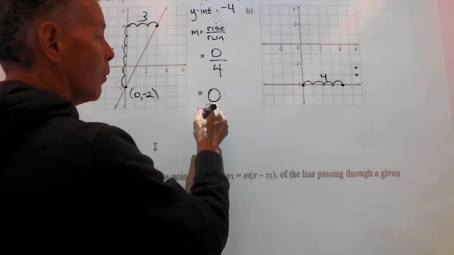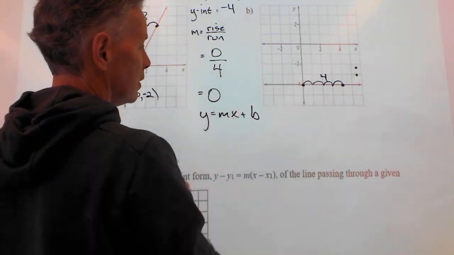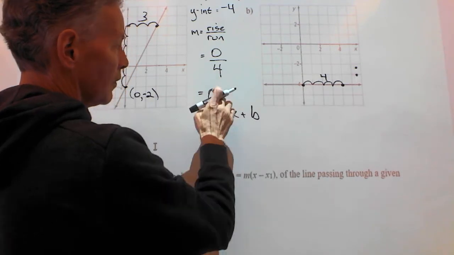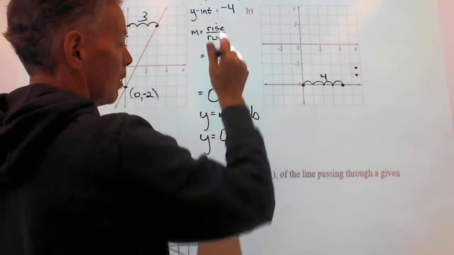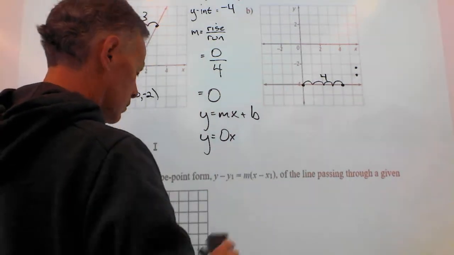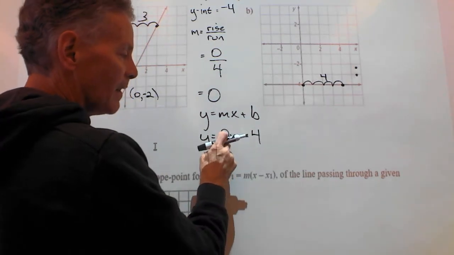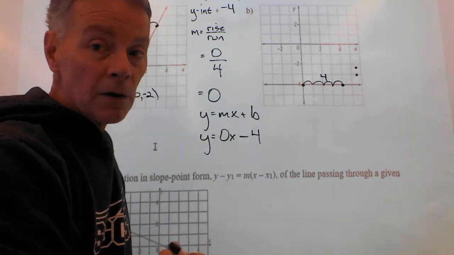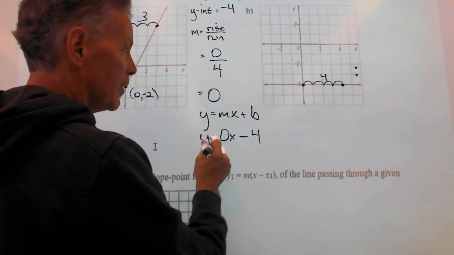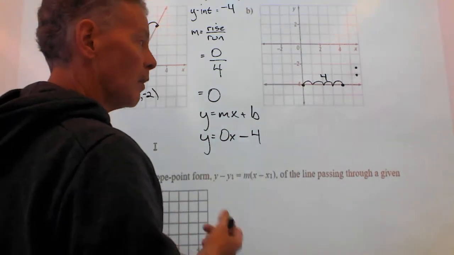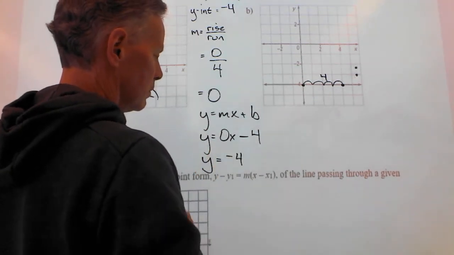So, when we plug that into y equals mx plus b, since our slope is 0, we plug a 0 in. Our y-intercept is -4, so we go -4. And this disappears, right? 0 times anything is 0. So our simplified equation of this line in slope-intercept form becomes y equals -4, okay?